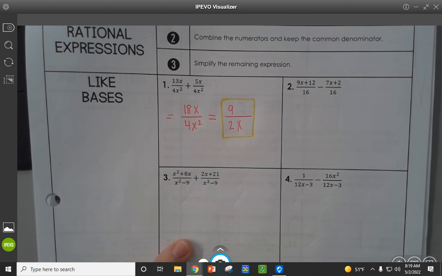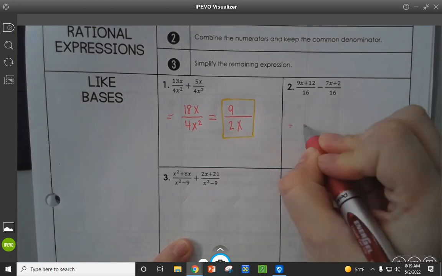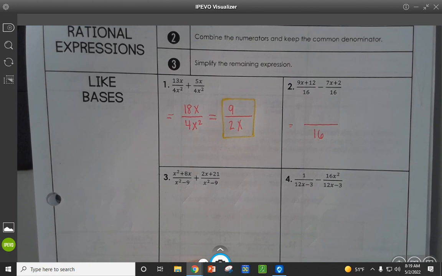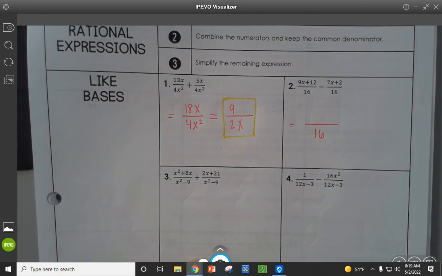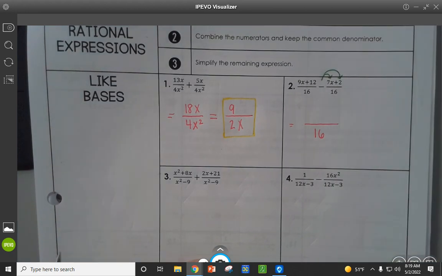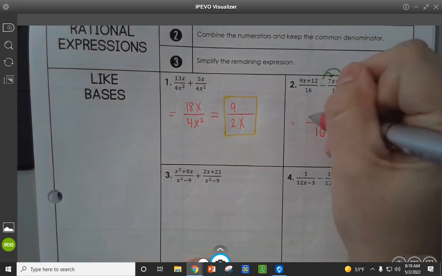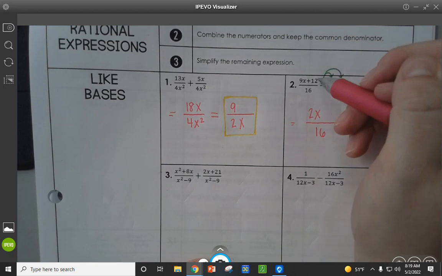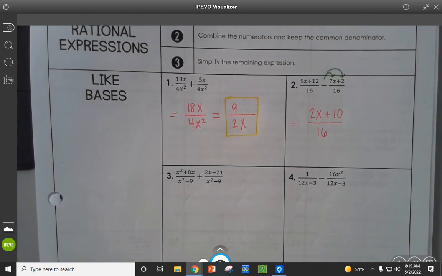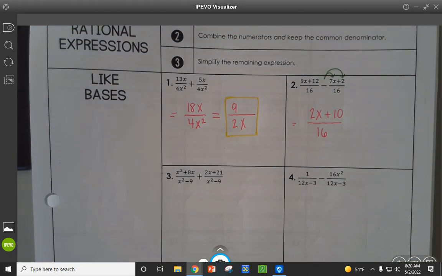Number 2, do we have like denominators? Yes. So the bottom is just going to stay 16. Are we adding or subtracting here? Subtracting. So you have to pay attention. We're subtracting 7x and we're subtracting 2. So we have 9x minus 7x, which is 2x, and then 12 minus 2, which is 10. So we have 2x plus 10 over 16.